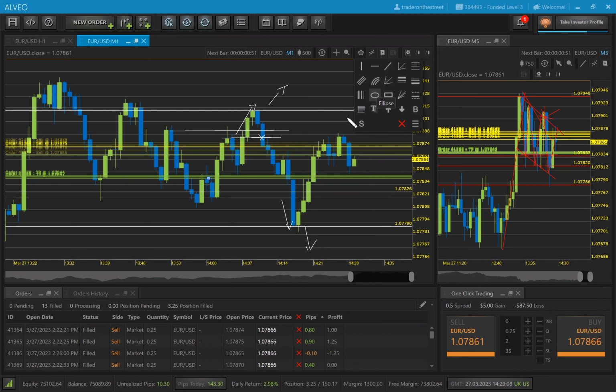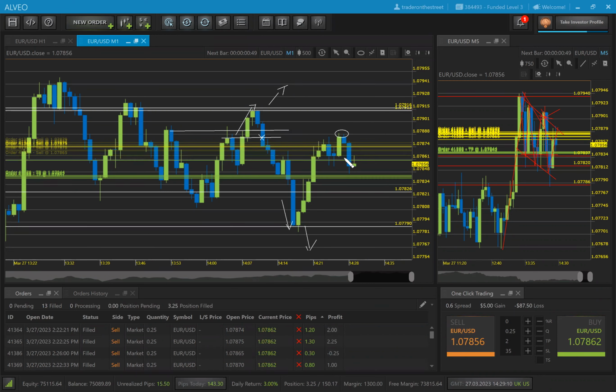And man, another outside range. Broke to the high, broke to the low. Just outside range after outside range after outside range this morning. Really makes for difficult trading.